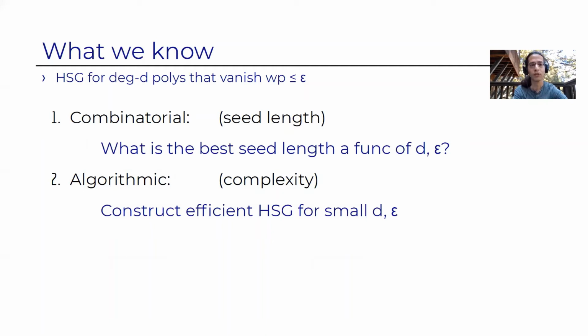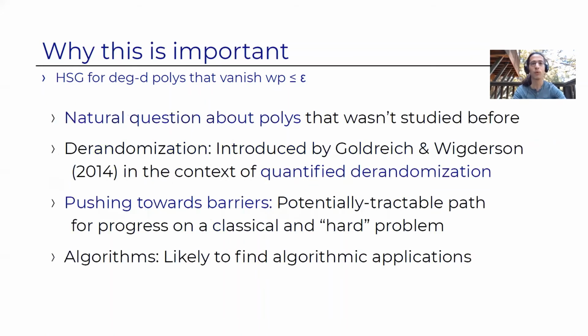So the two questions, to be formal, are: what is the best seed length in terms of d and epsilon, and for which d and epsilon can we construct an efficient hitting set generator? And why is this question important? First of all, before we even talk about complexity, this is a natural question about polynomials with few zeros that apparently hasn't been studied before, and this is already a cool starting point.